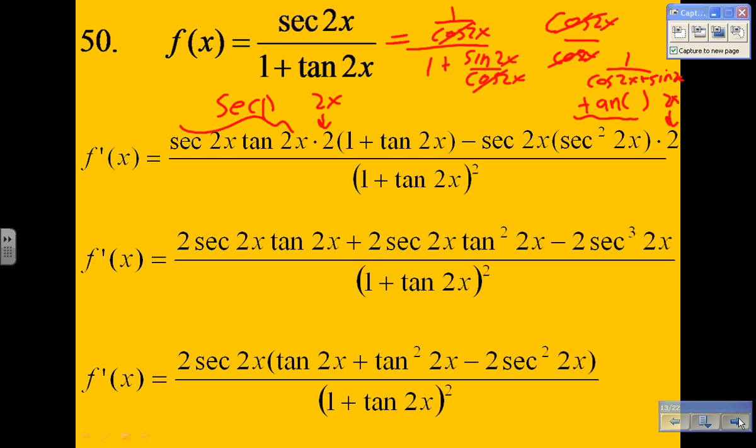What is the last term? It was cubed, so I made it squared. It came cubed because I had to multiply those two together.